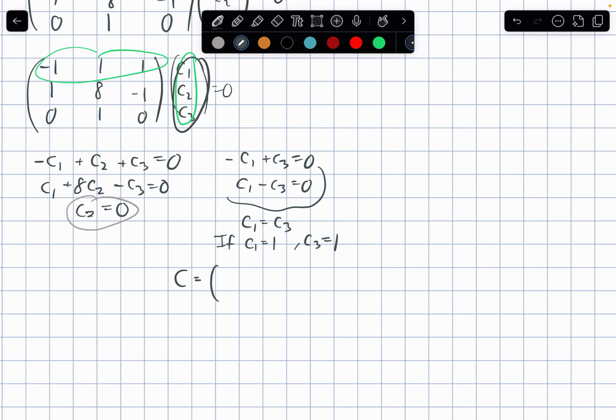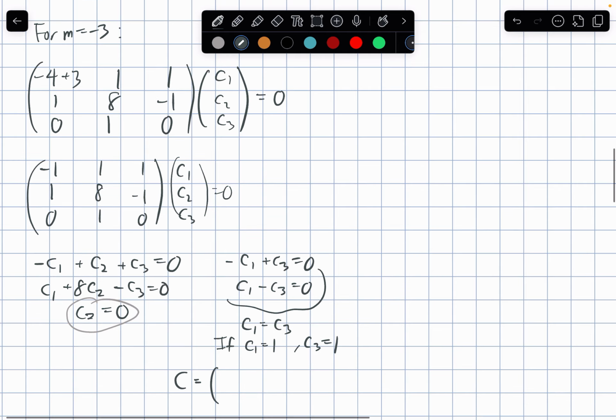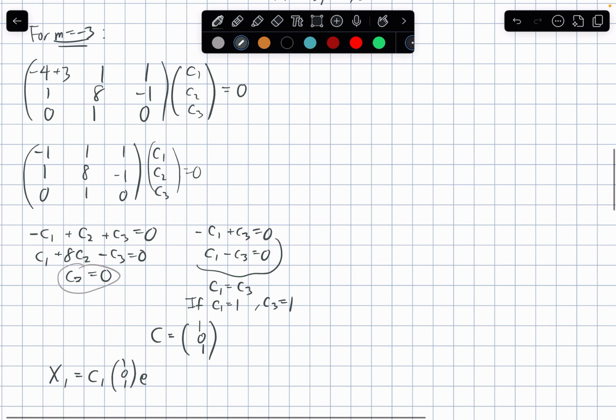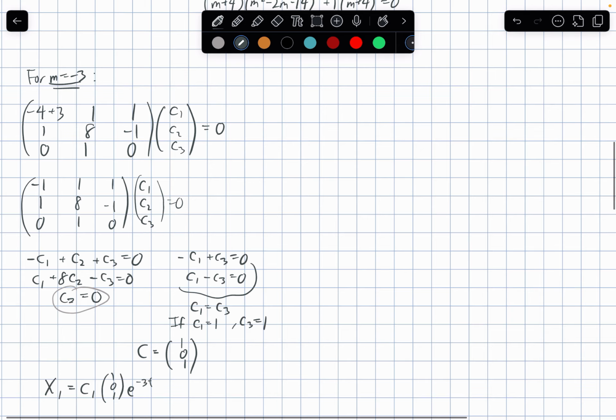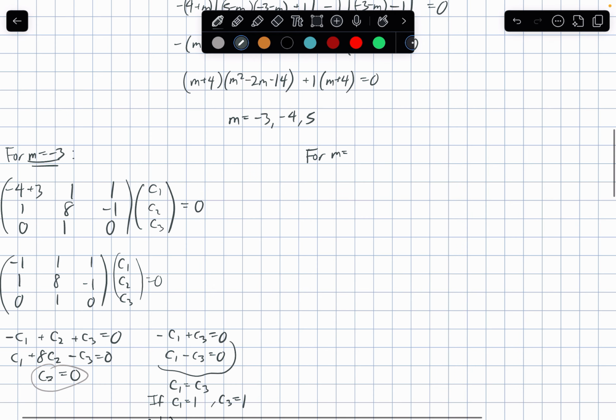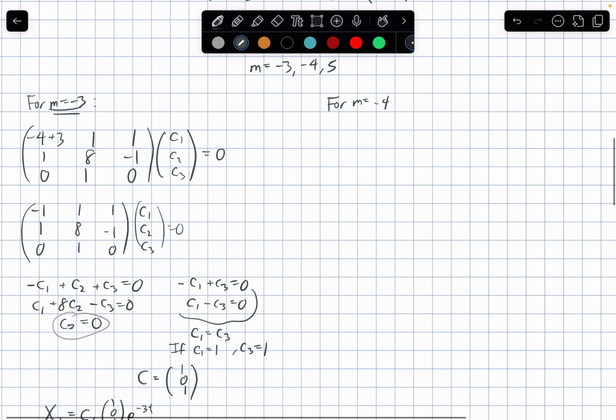Now, we have established that basically this one, the C1, C2, C3, is this, no? For m is equal to negative 3, it's 1, 0, 1. And if we want to make the equation, we'll label this as x1 equal to c1 times 1, 0, 1 e raised to mt, m being negative 3. So e raised to negative 3t. Okay? And then for m is equal to negative 4, let's repeat the process, no?